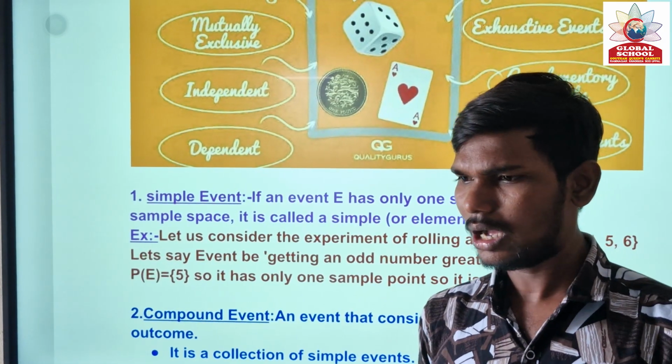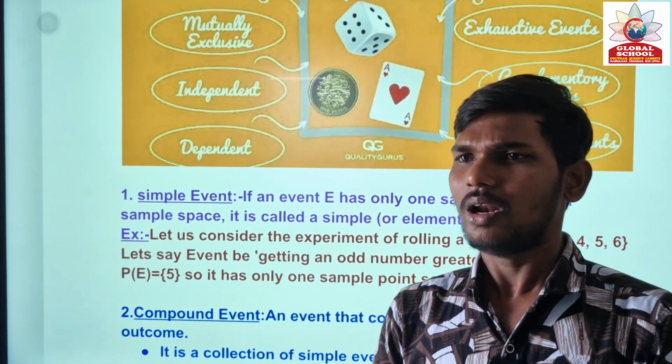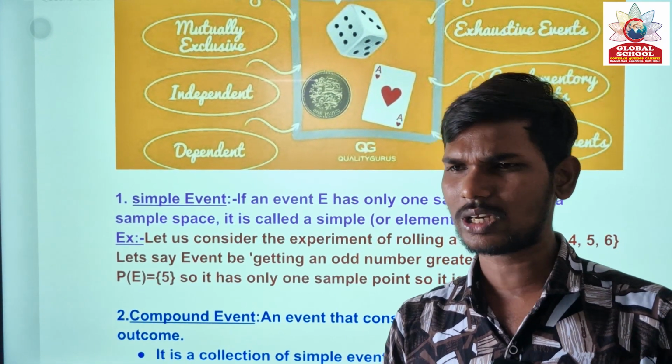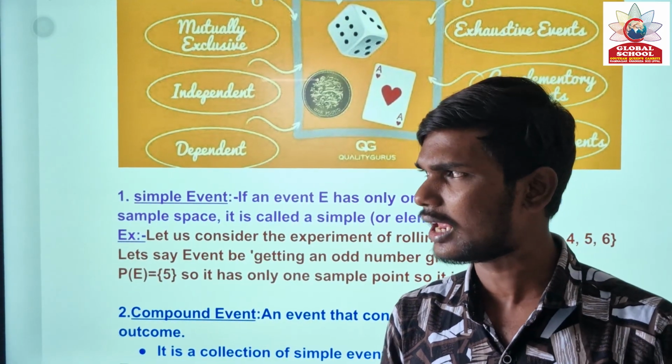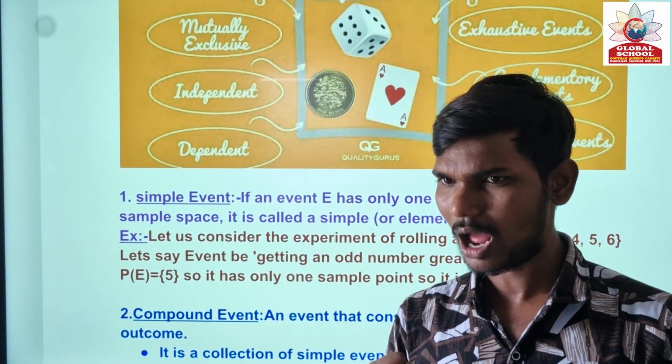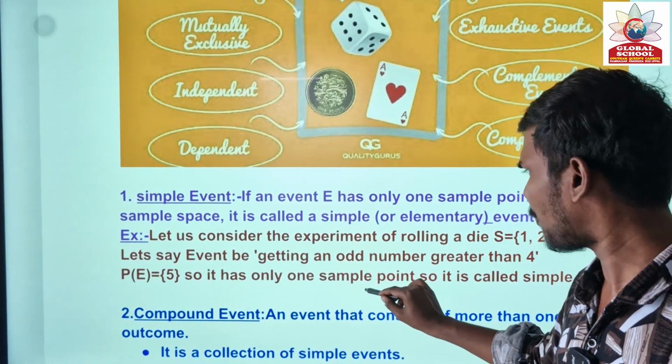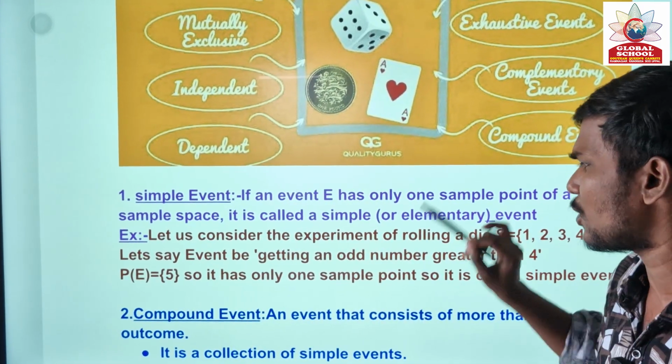We can throw a die. The possible outcomes are 1, 2, 3, 4, 5, 6. We can get 5, and 5 is our output. So it is only one sample point, so it is called a simple event.